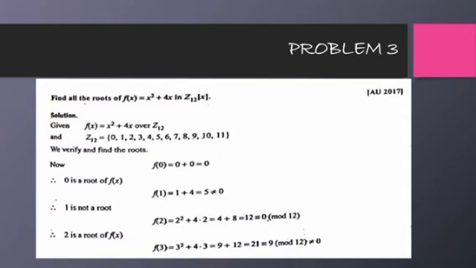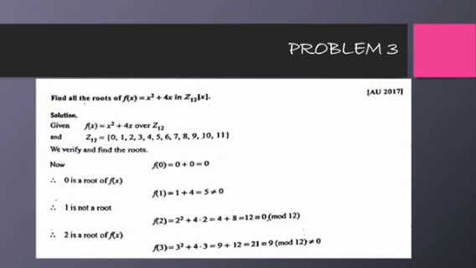Second, substitute 1. If I substitute 1, the answer is 5. 5 is definitely less than 12, so I can't divide 5 by 12. So it is not equal to 0. Therefore 1 is not a root. Substitute 2: 2 squared is 4, 4 into 2 is 8, so 4 plus 8 is equal to 12. 12 can be divided by 12, perfectly dividing, and my remainder is 0. So since my remainder is 0, I can call 2 a root.